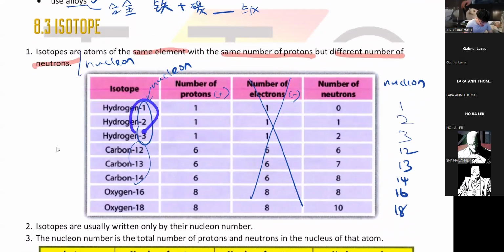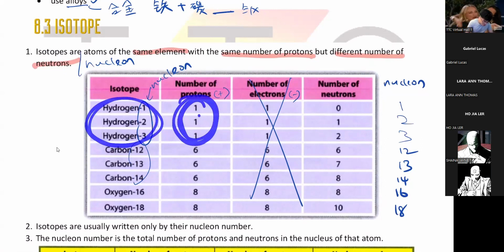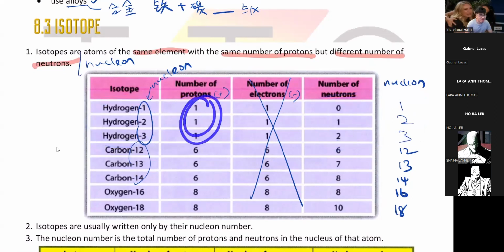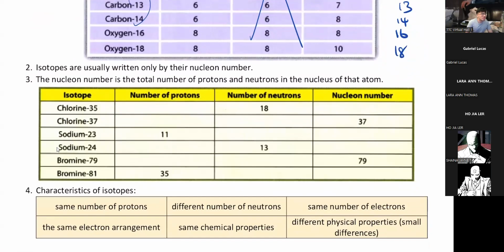So this is the nucleon number. You see, these 3 have the same proton number, they are isotopes. Hydrogen 1, 2, 3 are isotopes because they have the same proton number, same IC number, but different neutron number or different nucleon number. These 2 are different, but proton is the same. Same proton means same element. Same IC means same person. Easy to understand.